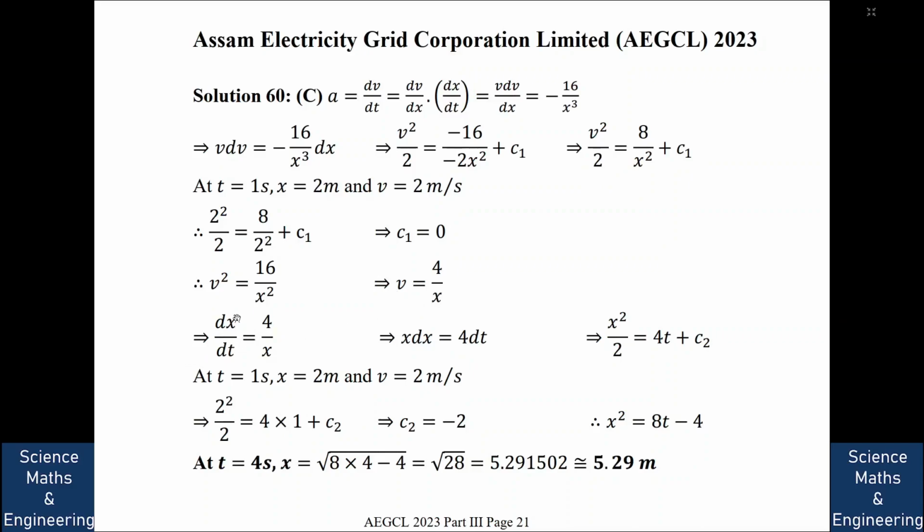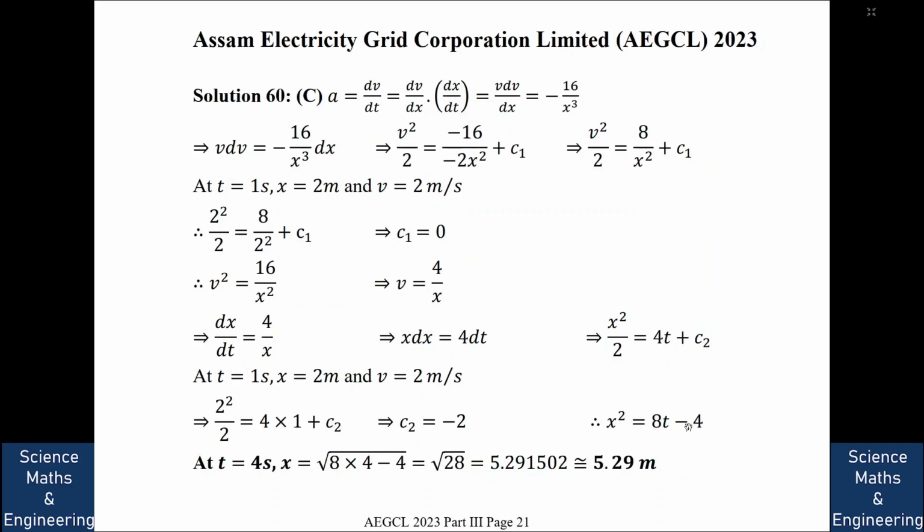Now v is dx/dt. So dx/dt would be equal to 4/x. So from here we get x dx = 4 dt. So we get x²/2 = 4t + c2. Now again from the same condition we get that x is 2 and t is 1. So we get that c2 would be equal to -2 then.